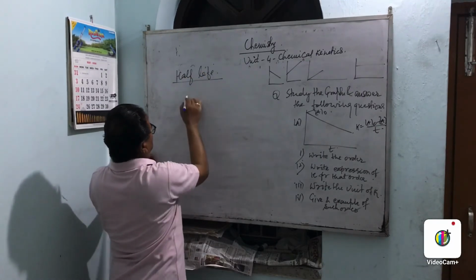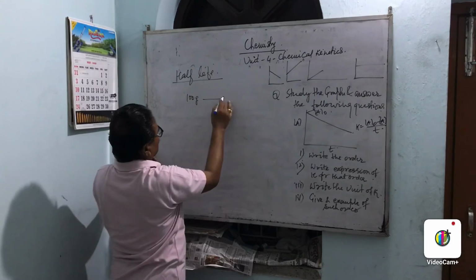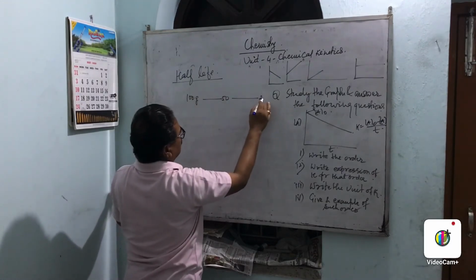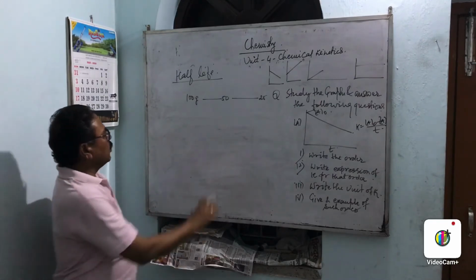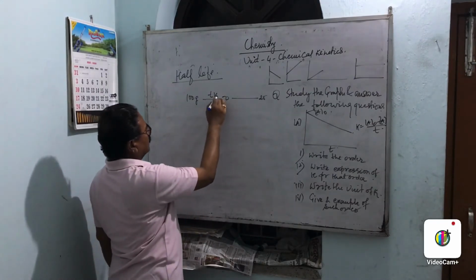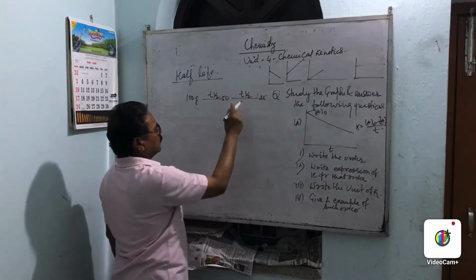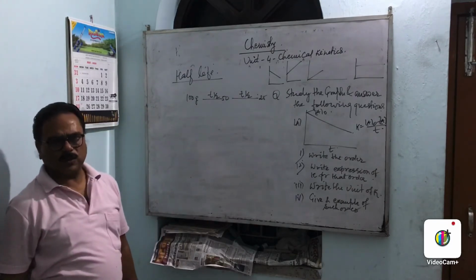Half-life, what does it mean? Suppose we have 100 gram, then we take 50 gram, then 25 gram. So how many half-lives is that? It comes to be 2 half-lives.